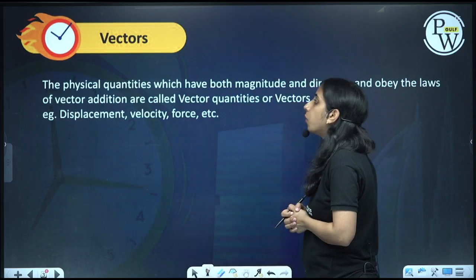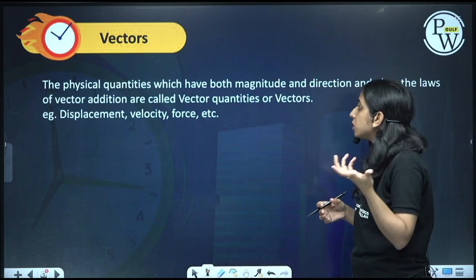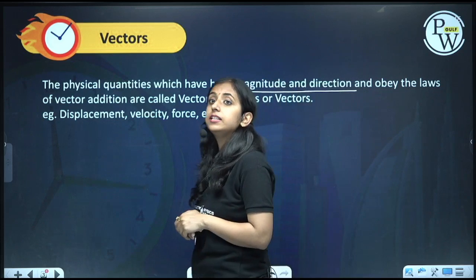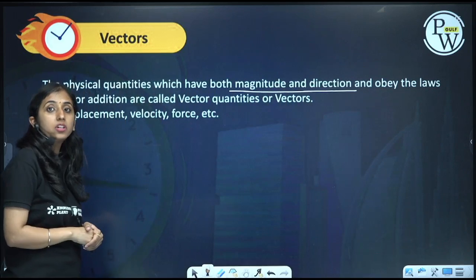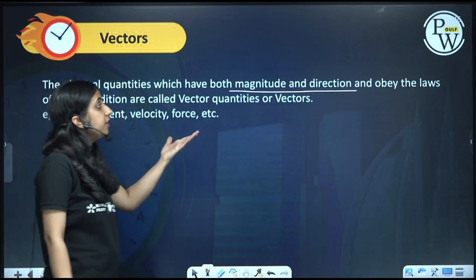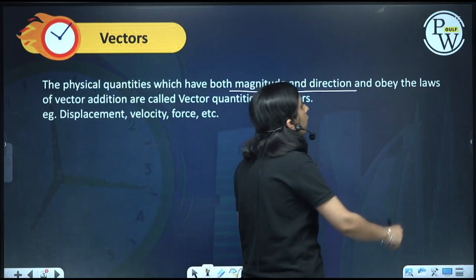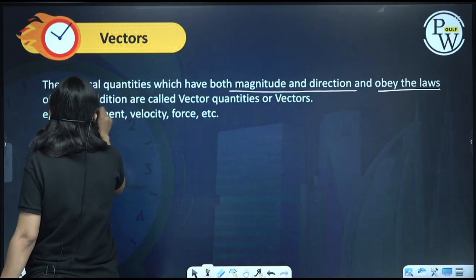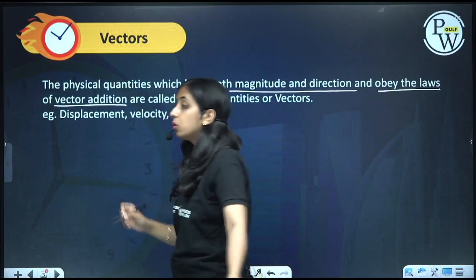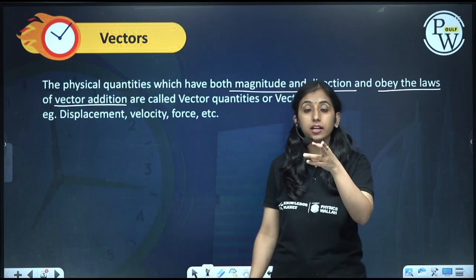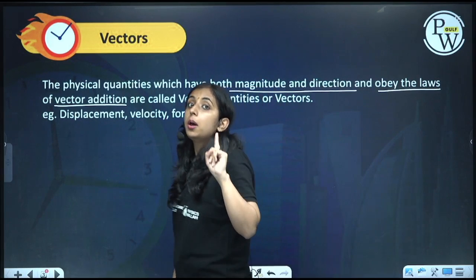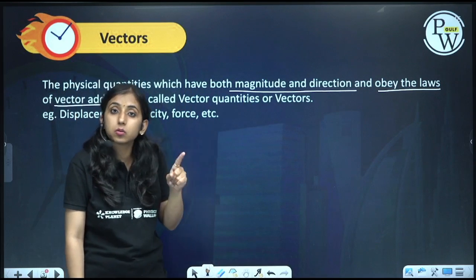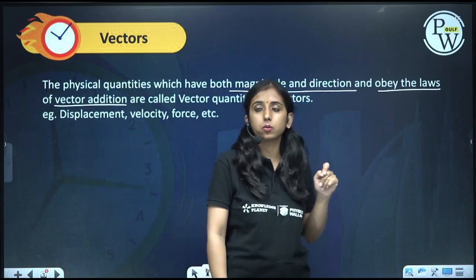Okay, so what are vectors? Vectors are those physical quantities which have both magnitude and direction and obey the laws of vector addition. This is very important because we know a quantity called current. Current has a direction but doesn't obey the laws of vector addition. So current is a scalar quantity. It is not a vector quantity.